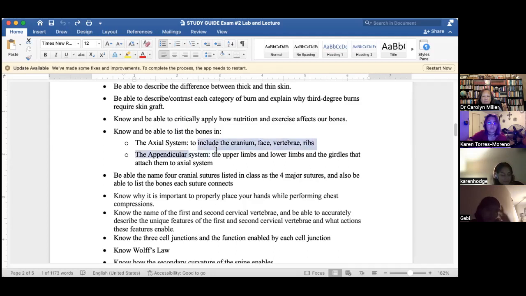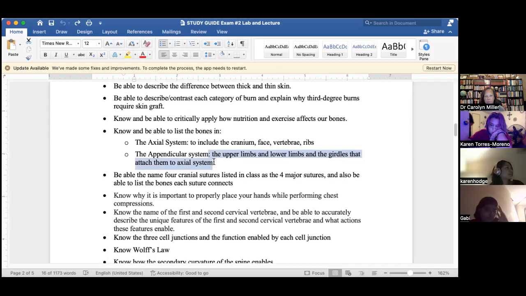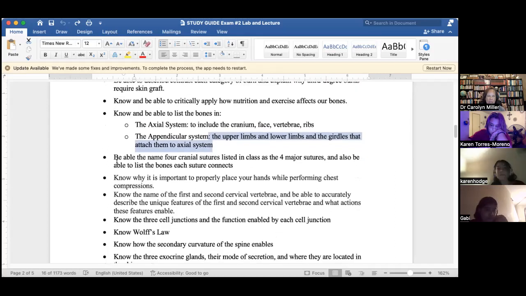The appendicular system, the upper limbs, the lower limbs, and the girdles. So the pectoral girdle is the clavicle and scapula, making up the pectoral girdle for the arms. The pelvic girdle is just the left and right pelvis bone, which attaches the legs to the axial skeleton.